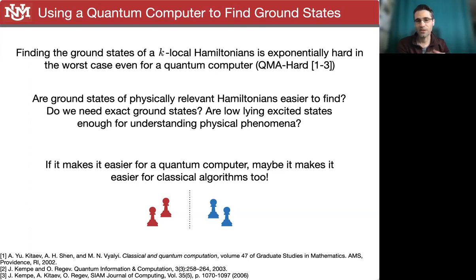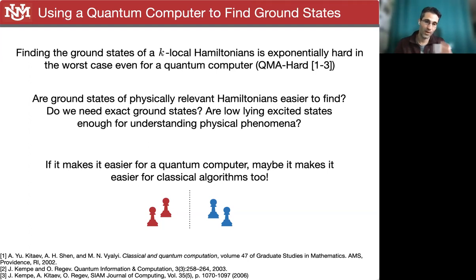And here usually the words that people will say is that nature seems to find them, so why can't a quantum computer? But you might also say, well, nature is messy, and nature may not actually find ground states. Maybe it finds these metastable states with very long-lived excited states. So maybe it's enough to find these low-lying excited states for our practical purposes of understanding physical phenomena.